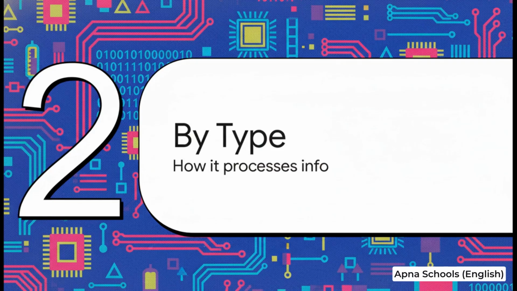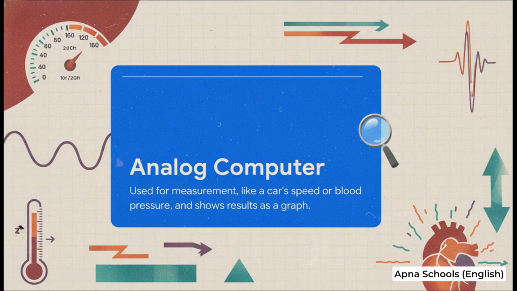This is all about the nuts and bolts. It's about the kind of data a computer is built to handle and how it crunches that information. First up, we've got the analog computer. The best way to think about this one is as a measurement machine. It deals with continuous, flowing data, things that are always changing, like the speed of your car or the pressure in a pipeline. And the way it shows you the results? It's usually something like a wavy line on a graph.